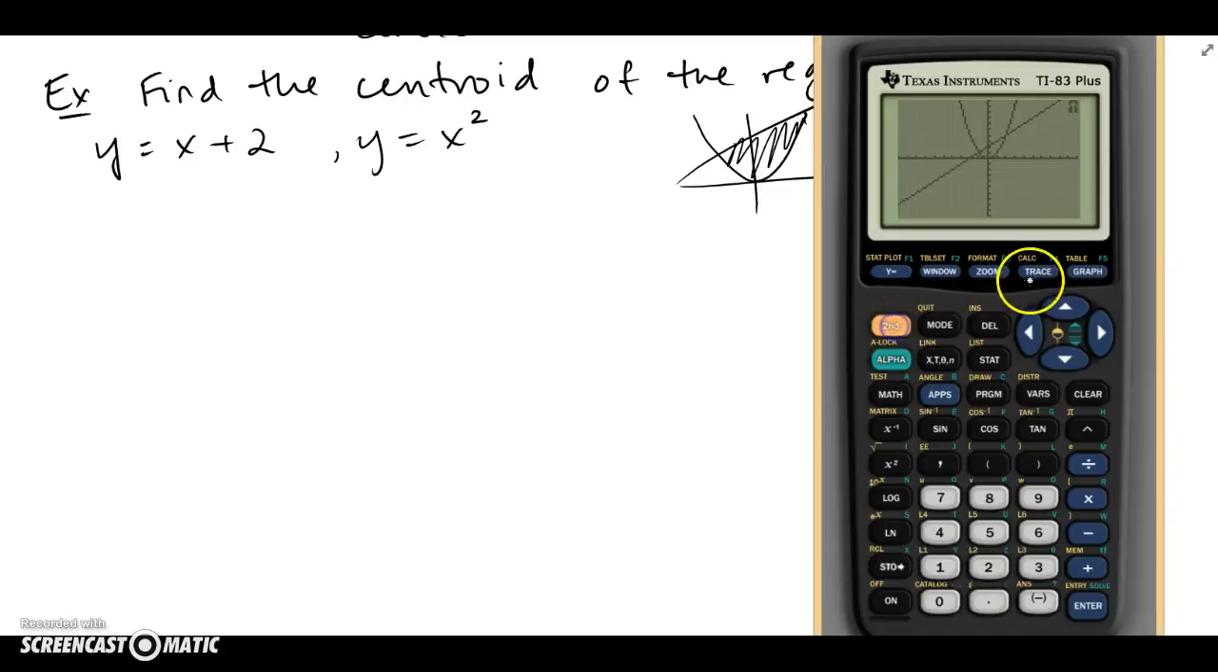So we can use the intersect feature, second trace, intersect, and I'm going to get closer to the left intersection point, push 1, enter, it says second curve, I push another enter for the second curve, and it says guess, I push enter again, and it gives me the left intersection as negative 1, 1.